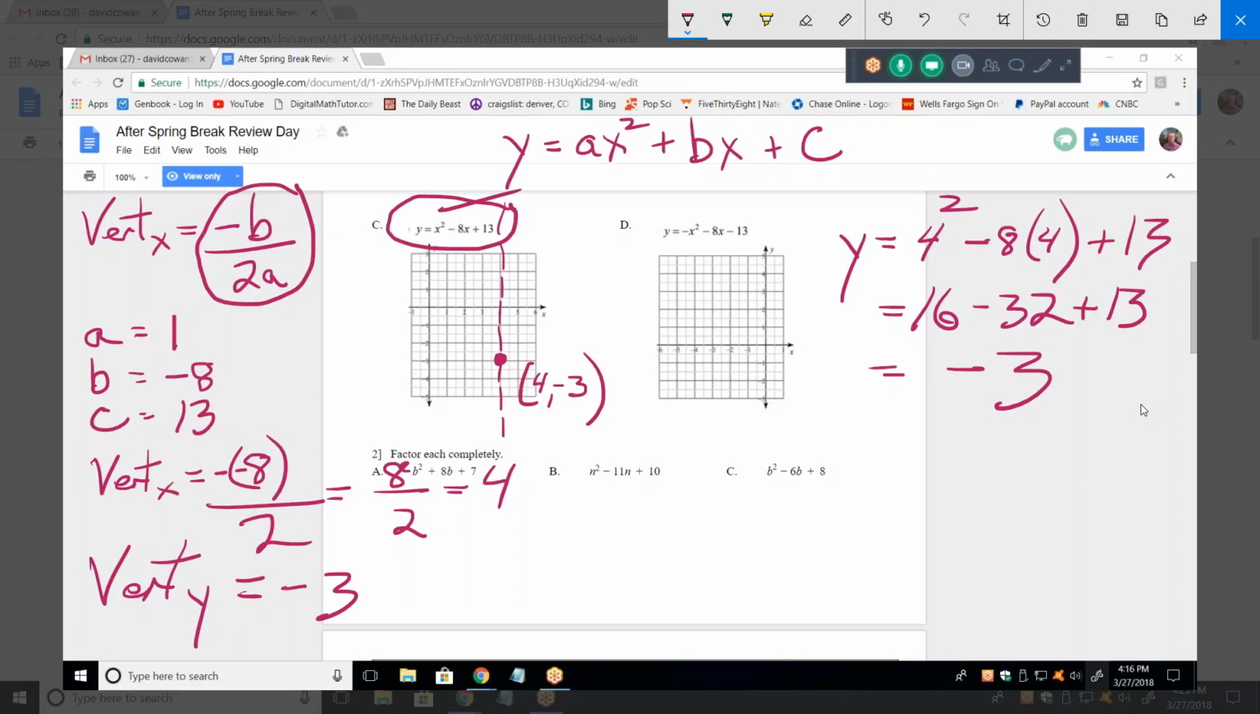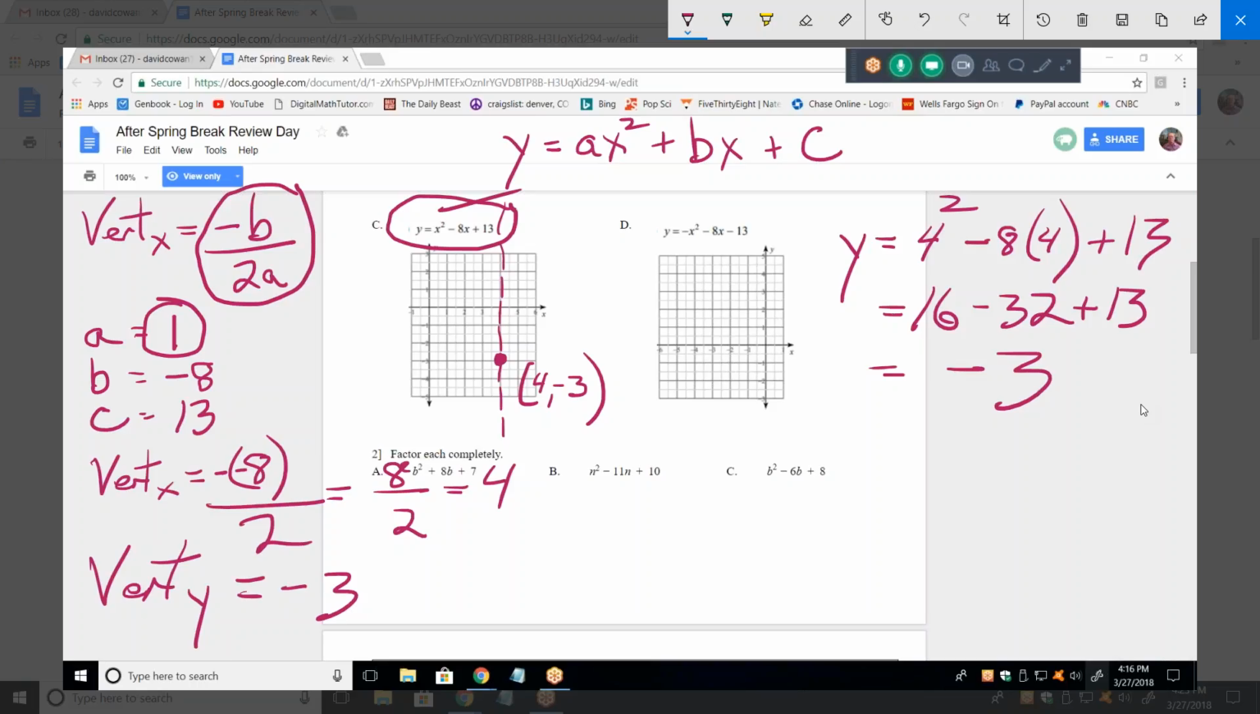Now, does this thing open up or down? It opens down. No, A is plus. If A is positive, they always open up. If A is negative, they open down. Well, A is a positive 1, so it opens up. Okay?